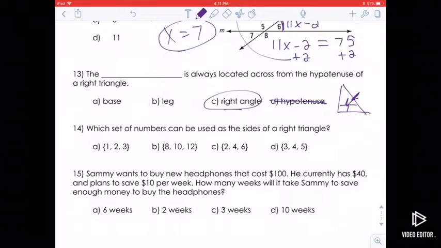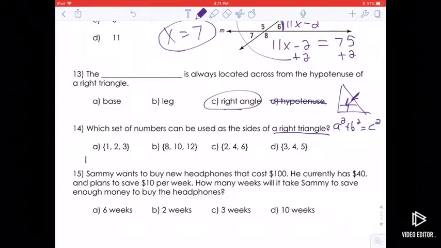Which set of numbers can be used to find the sides as the sides of a right triangle? In order to figure out if a triangle is a right triangle, it has to make the Pythagorean theorem true. So if I plugged my numbers in for A, B, and C, it would have to give me a true equation. Remember, the hypotenuse is the longest side, so that's always going to be C.